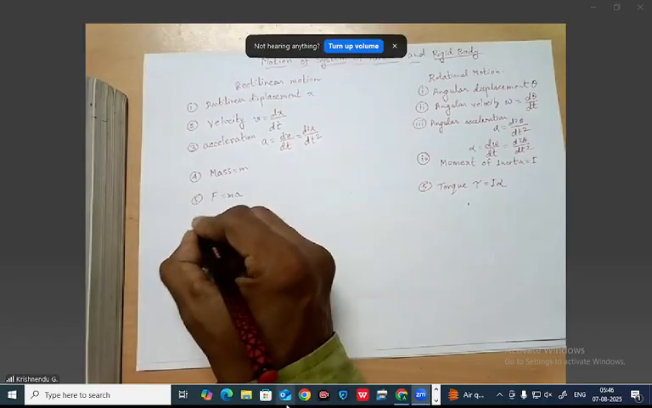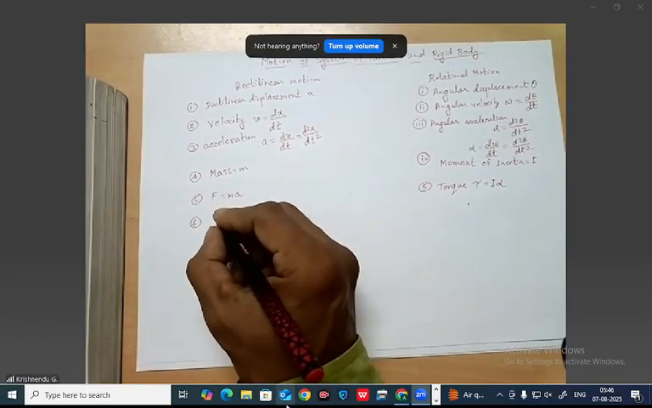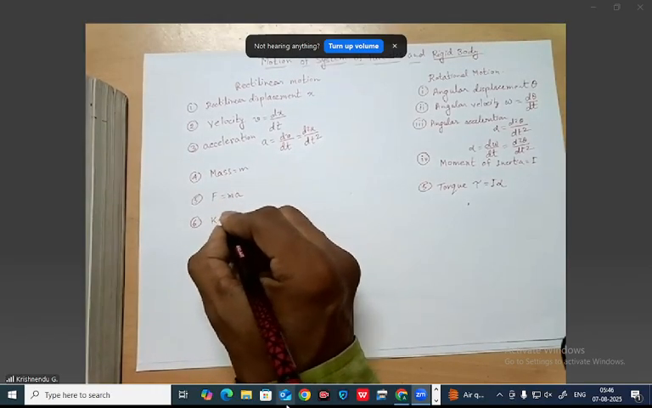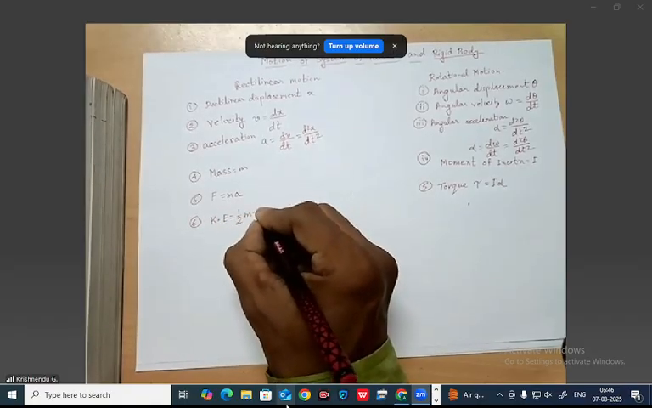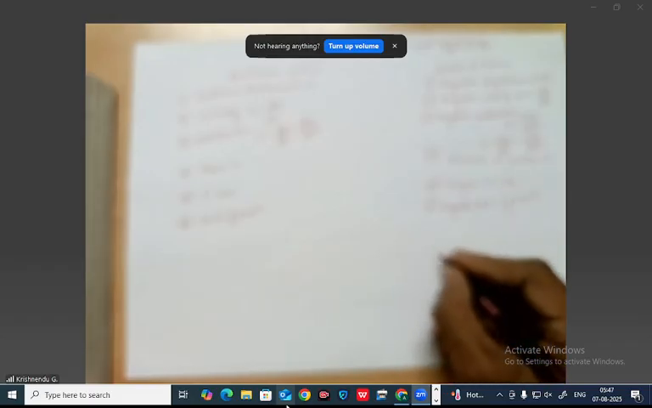And number six is kinetic energy. Kinetic energy is half mv square. But in case of angular kinetic energy, it will be half I omega square; in case of m it is I, in case of v it is omega.